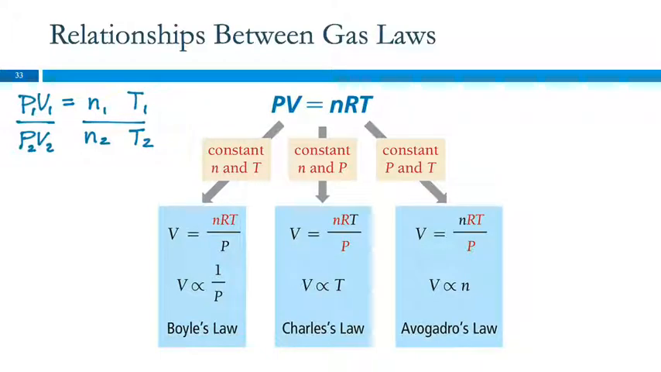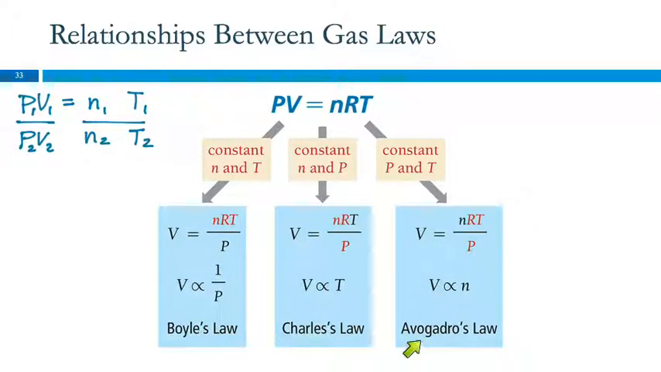So let's see how we could make, say, Avogadro's law out of this. Yeah, question? What's R? R is the ideal gas constant. It's a proportionality constant. Okay. The other quantities are pressure, volume, amount of gas in moles, and temperature.